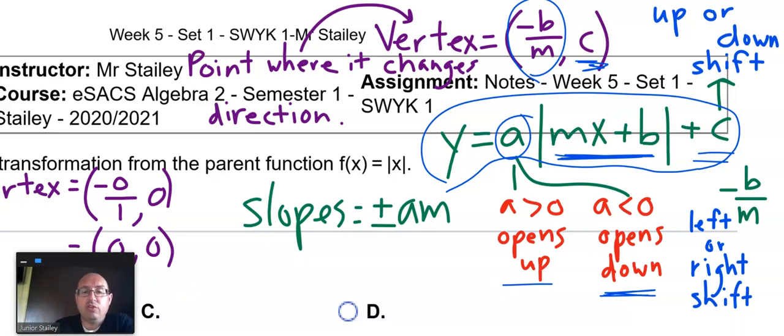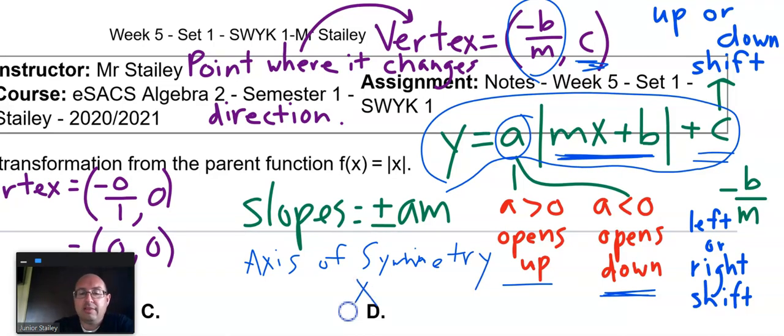Now, that opposite of b over m could also be used for the axis of symmetry, and I didn't write that down, but if you come across that term, axis of symmetry, that would be another time where you would use that. X equals, and then you would do the opposite of b over m. That's a vertical line which cuts this thing in half. Okay, they do match because the axis of symmetry always goes through the vertex. So this will be what we use to find the vertex of a particular absolute value function.